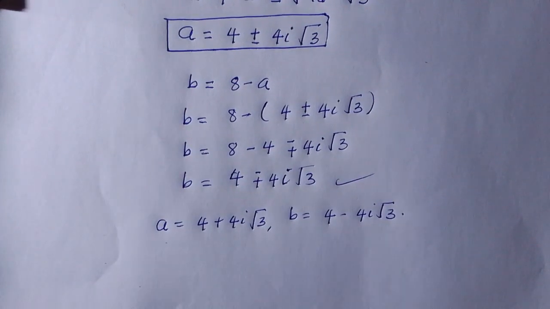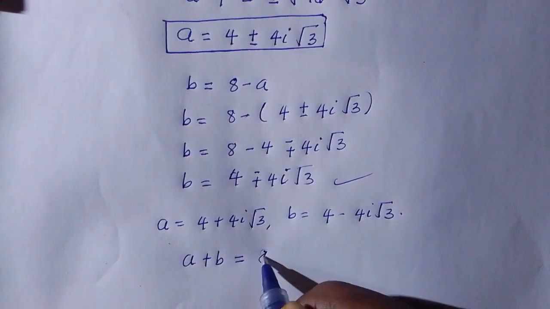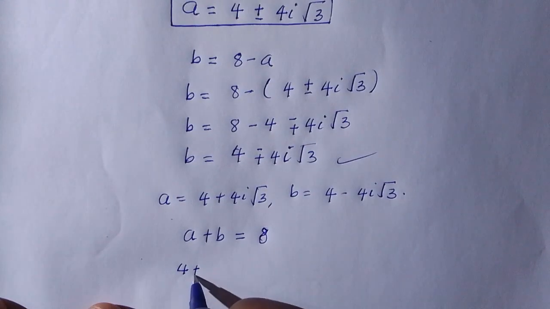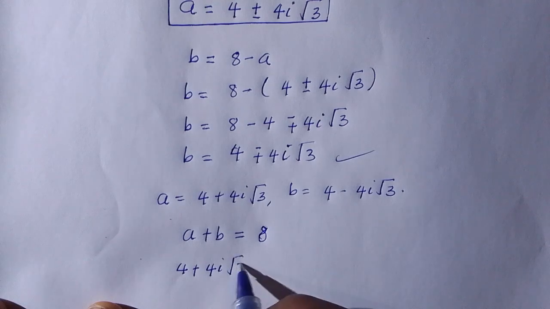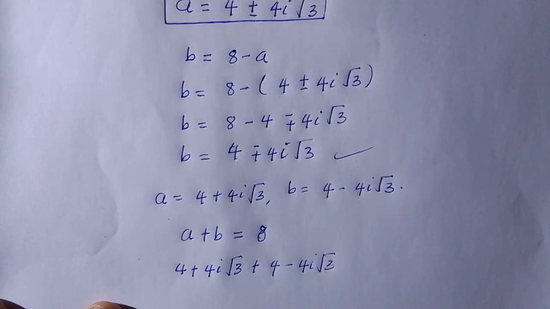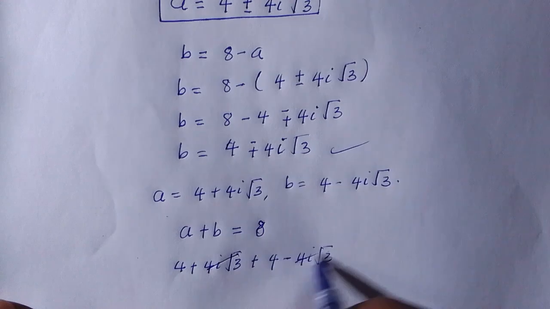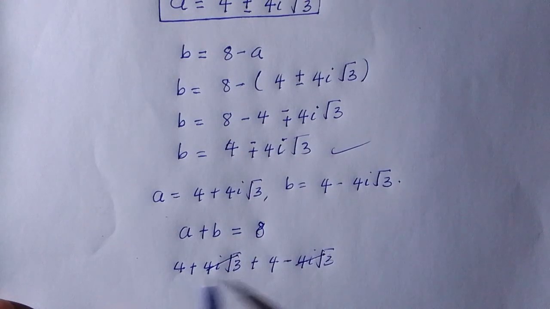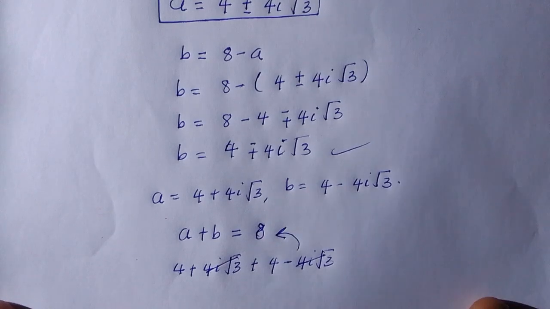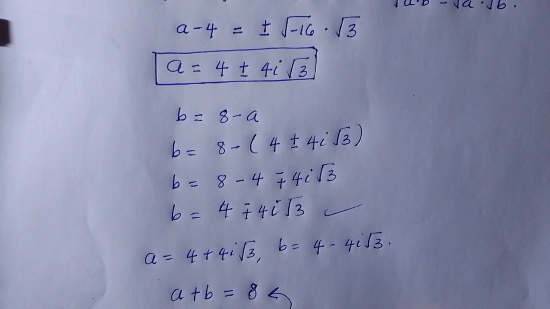When we try to verify this from equation 1, we have a plus b equals 8. By introducing these, we get 4 plus 4i root 3 plus 4 minus 4i root 3. This is positive and this is negative, so both of these cancel, and we have 4 plus 4, which is 8. It shows that this is equal. And we can also test it for the negative part of this, and we get the same result. So this is how to solve this problem. I hope we learned something today.